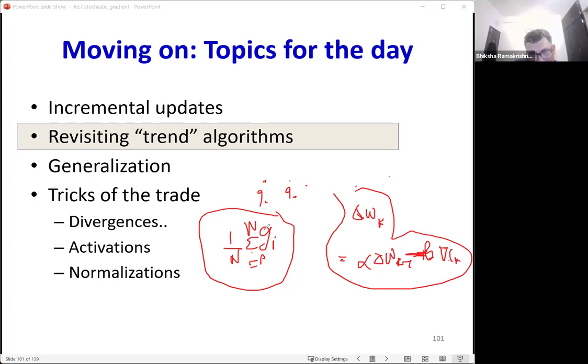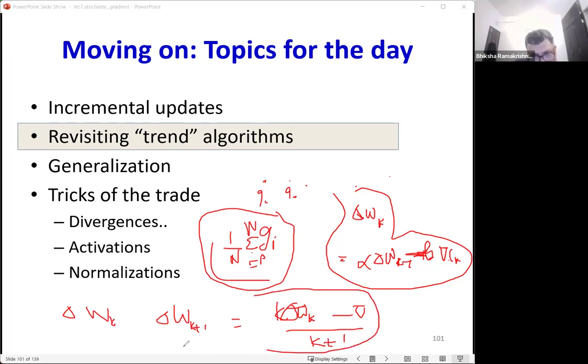Where does it come from? Just look at it this way. If delta WK is the average gradient after k steps, then delta WK plus 1 equals K times delta WK minus the latest gradient, divided by K plus 1, right? Is this formula making sense to you guys?